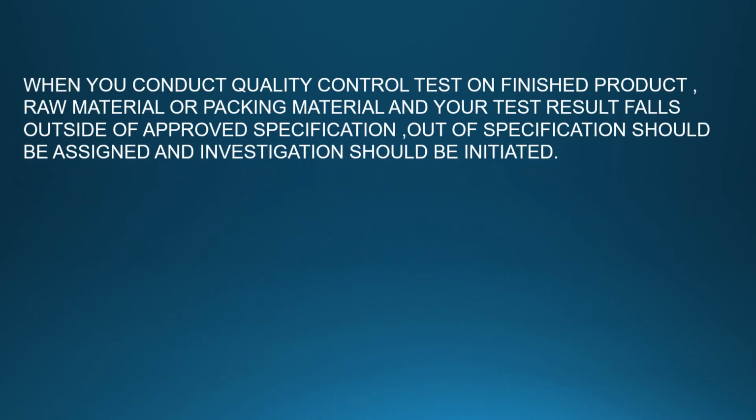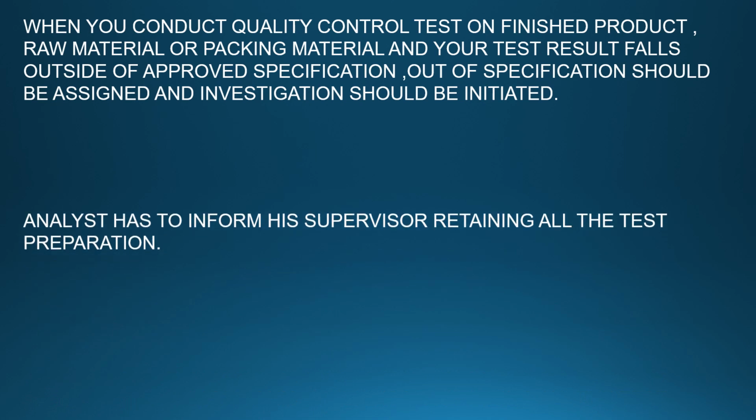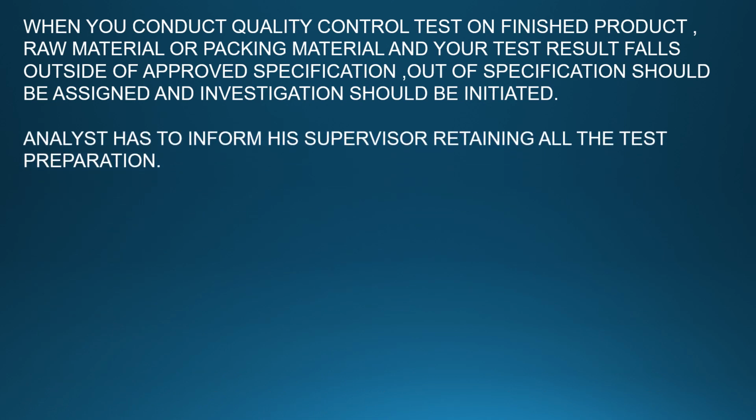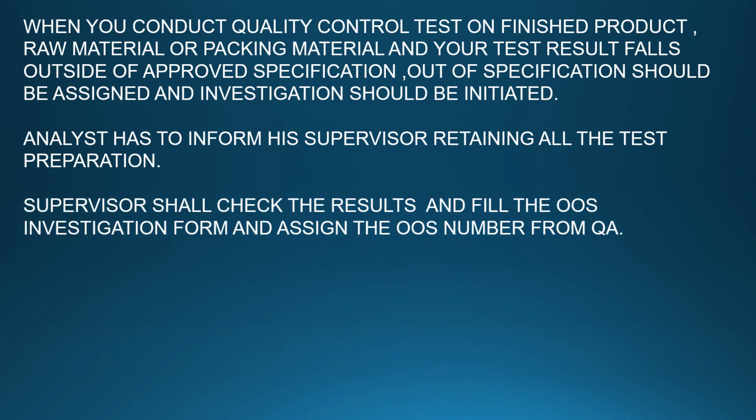Now, the flow of OOS investigation in detail. When you conduct a quality control test on finished product, raw material or packing material and your test result falls outside the approved specification, an out of specification should be assigned and an investigation should be initiated. The analyst has to inform his supervisor, retaining all the test preparations. The supervisor shall check the results, fill the OOS investigation form and assign the OOS number from QA.